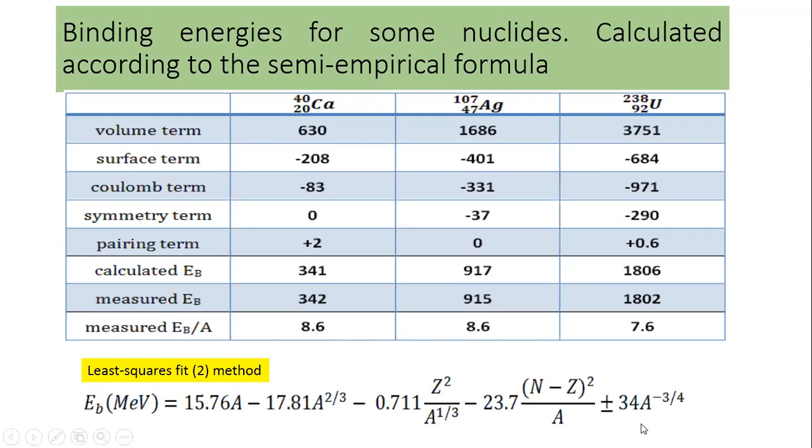So this is all for the rest of the terms. For the pairing term, it is 34 for this method, and the power is minus 3/4, and you just have to put the value of A, in this case 40. Similarly, you can do it for silver and uranium. Actually this is the value calculated using the formula, and this is the measured value. Just have a look at how close this value is to the calculated value.